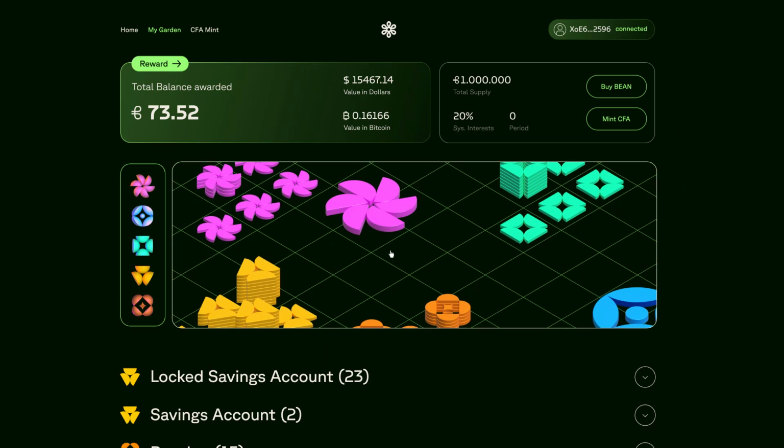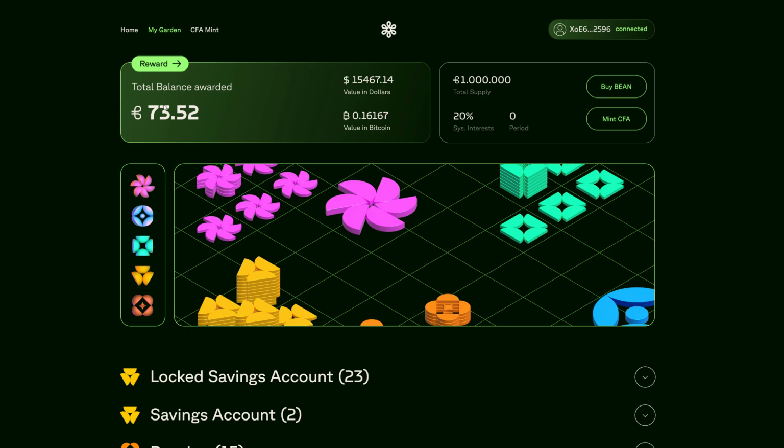At the top left, you can see your liquid bean balance and its value in stablecoin and Bitcoin. In the top right, you'll find information about the total supply of bean. The system starts with 1 million coins and an interest rate of 20% in period 0.